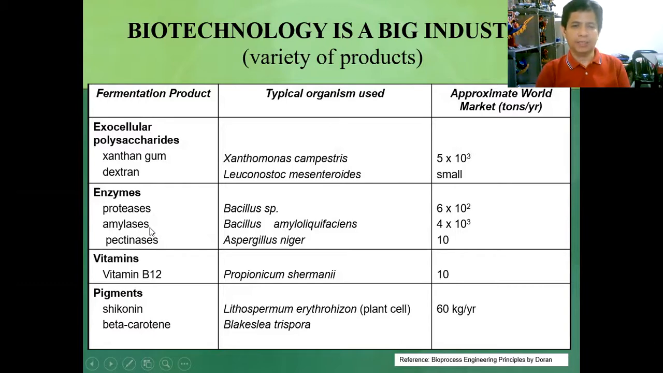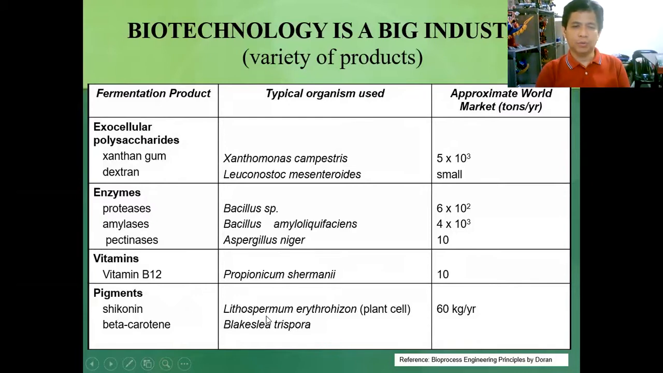And then amylases, this is produced using Bacillus amyloliquefaciens. And then pectinases is produced using Aspergillus niger again. Vitamins, for example, vitamin B12 is produced using Propionibacterium shermanii at 10 tons per year. And then pigments, we produce beta-carotene using Blakeslea trispora at 60 kilograms per year. Usually, beta-carotene is used in the production of infant formula. Beta-carotene is added to baby milk.